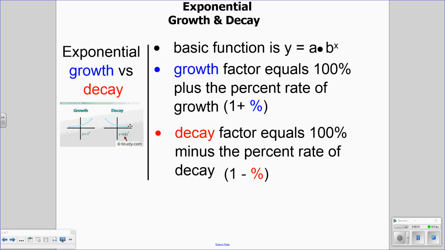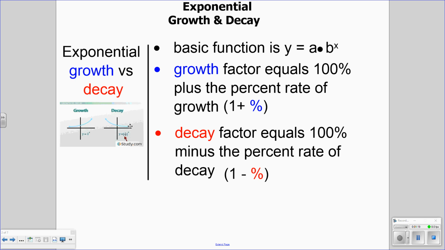Now, we're going to be moving more into real-world situations as we dive into exponential growth versus decay in today's lesson. One thing that we need to talk about is that oftentimes in real-world situations, we're not given the growth or decay factor, but instead we're given the growth or decay rate. So if we want to get the growth factor when we're given the growth rate, we would take that percentage rate, change it to a decimal, and add it to 1. So we would do 1 plus that percent as a decimal.